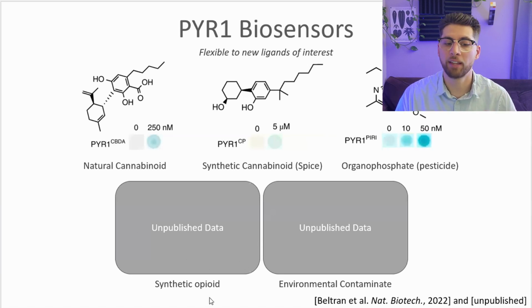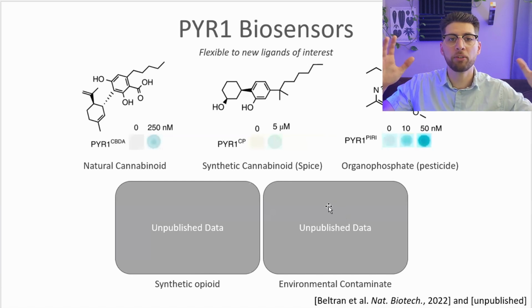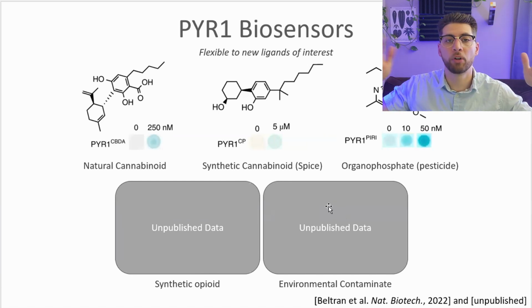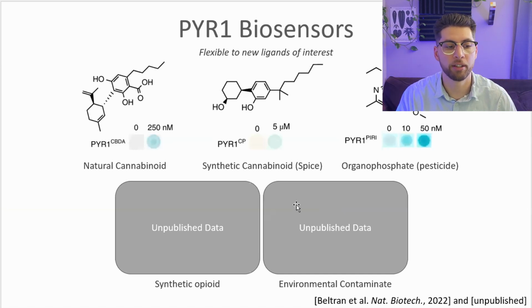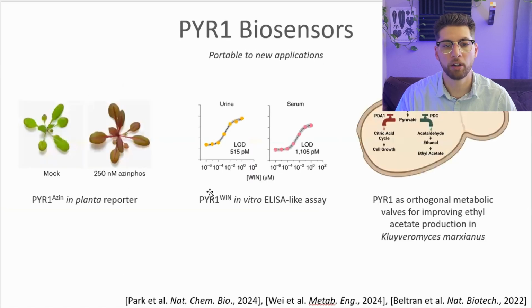Things like synthetic opioids, so you can think things like fentanyl, and then particular environmental contaminants, and I can't specify what those are right now. This Pier 1 biosensor platform is flexible to a variety of ligands, which is really, really awesome. And every day we realize how flexible this biosensor is. And I have more videos coming out on that that should provide a little bit more enlightenment there.